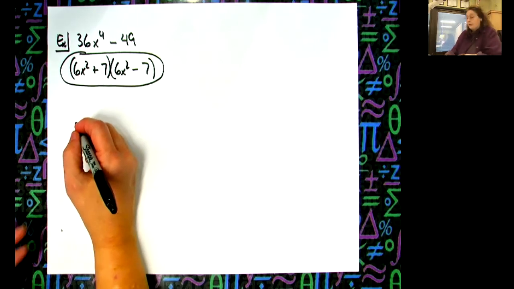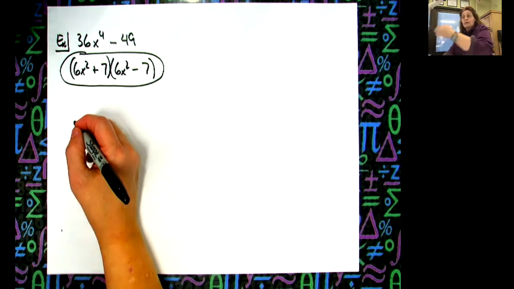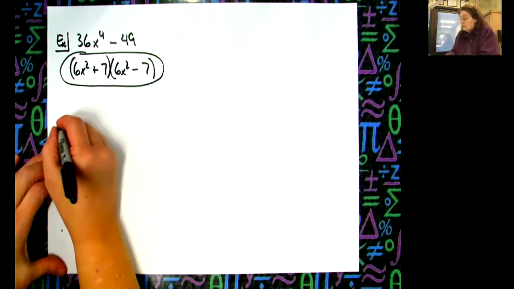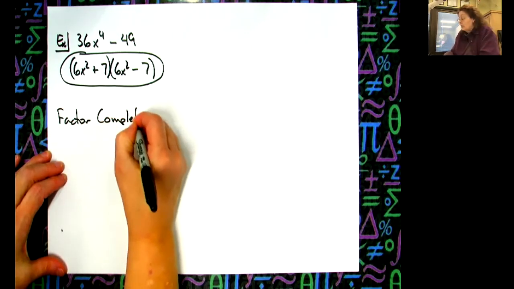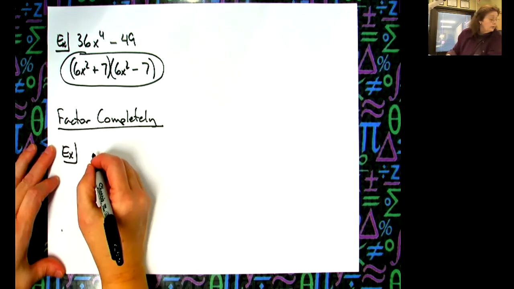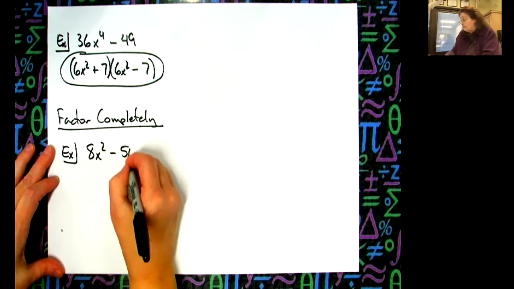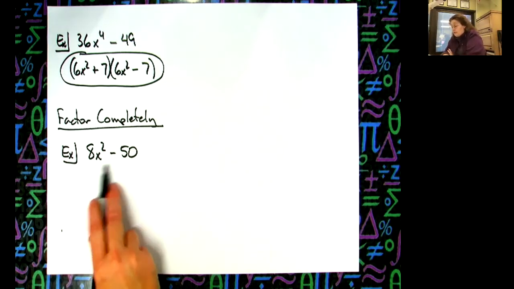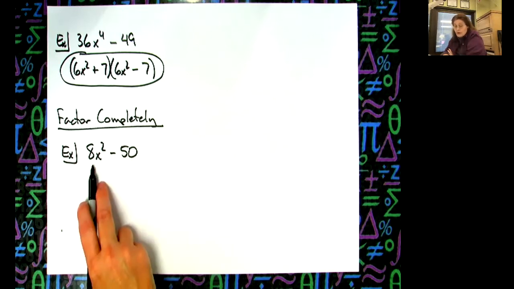Okay, now, remember how on Tuesday I told you you could take a factoring technique that we had done previously and do it first and then maybe another factoring technique? So this might be a factor completely problem. Directions might say factor completely. You could possibly have something that would look like 8x squared minus 50. Now when I first look at this, yes, I have two terms. Yes, I have a minus, but I can't take the square root of 50. I can't take the square root of 8.